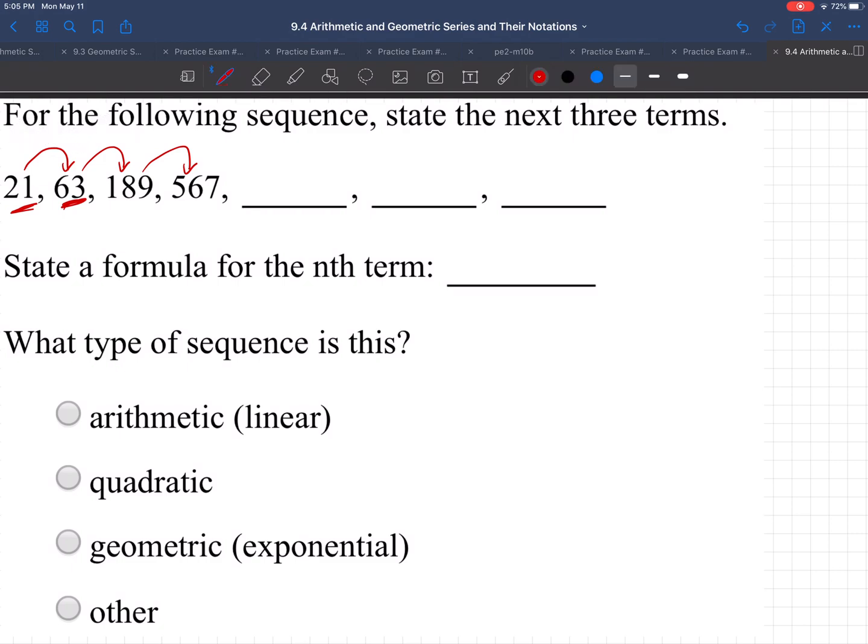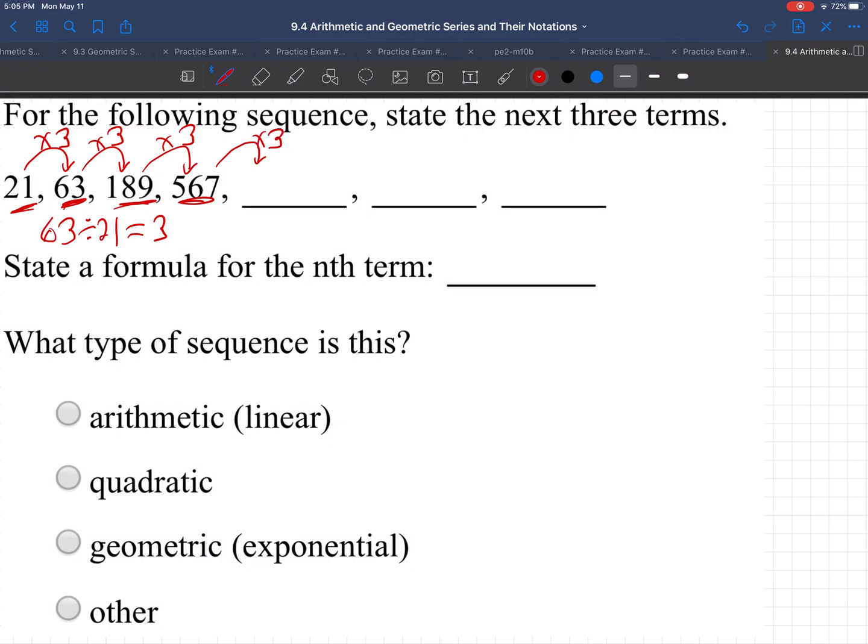So what could it be multiplying? What times 21 is 63? If you divide on your calculator 63 divided by 21, you'll get 3. So maybe it's multiplying by 3 every time. Does that work for the next one? What's 63 times 3? Yep, it's 189. Check your calculator again. Times 3, yep, it's 567. It's working perfectly. It's multiplying by 3 every time.